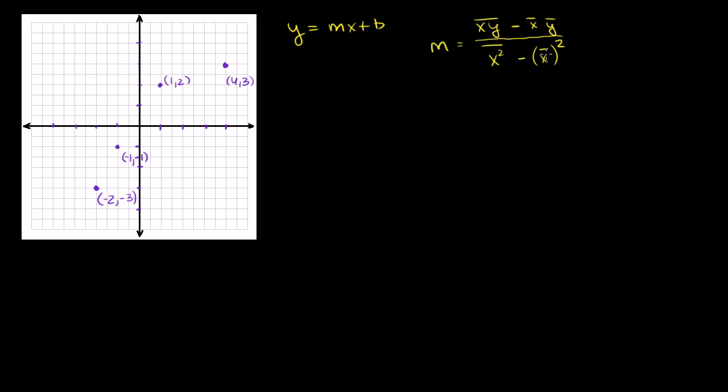But we can calculate the slope, and then the y-intercept, b, is just going to be equal to the mean of y minus whatever we calculate here for m times the mean of x. We can do that because we know that the point mean of x comma mean of y is going to be on this regression line. So let's calculate them.